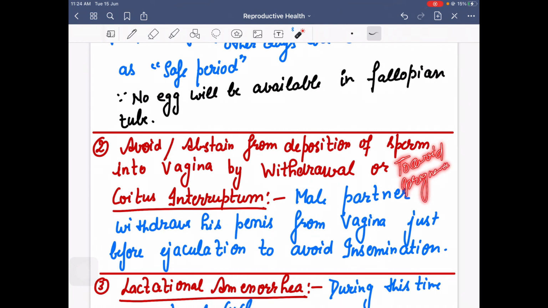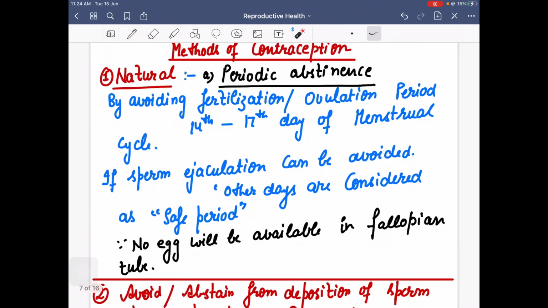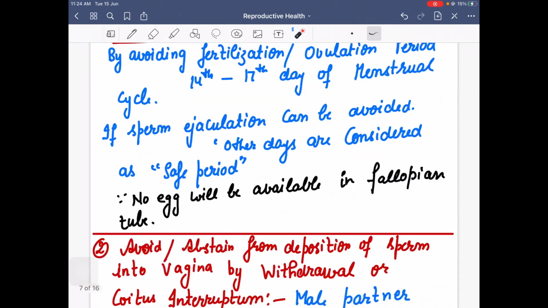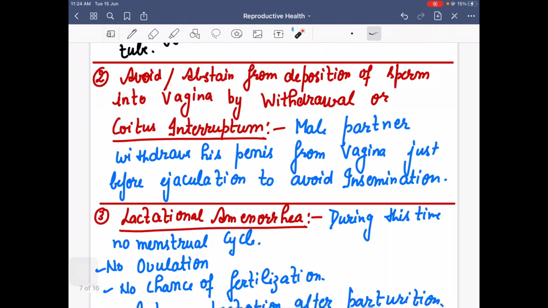Whenever there is ovulation, that period should be avoided, and the safe period means there should not be any sperm deposition during the 14th to 17th day. Another method is that the male partner can withdraw his penis and so avoid the release of sperm into the vagina. This is called coitus interruptum, or avoiding the deposition of sperm into the vagina. And how can the deposition of sperm into the vagina be avoided? By the withdrawal of the penis, or coitus interruptum.